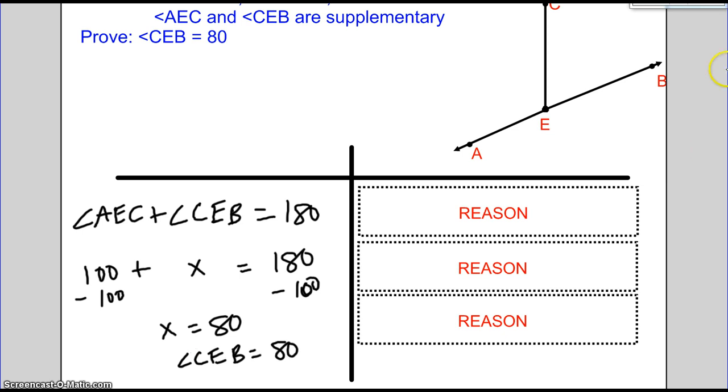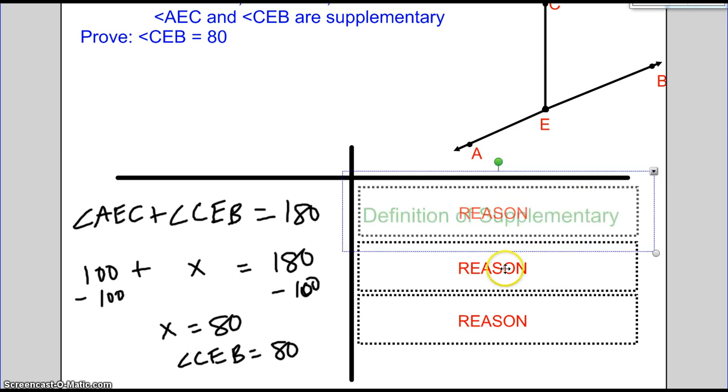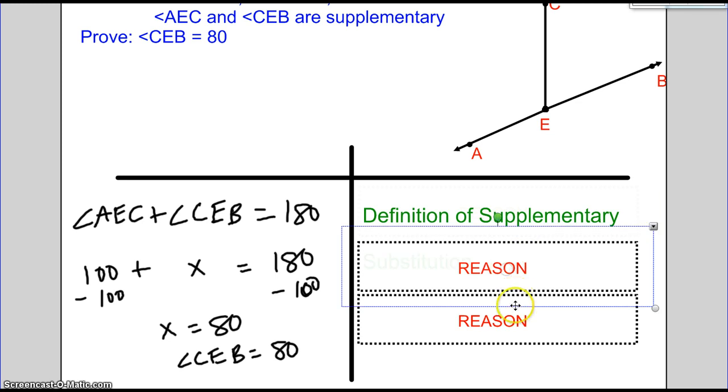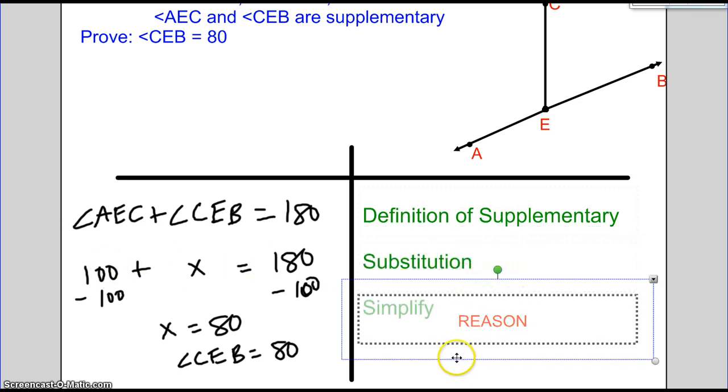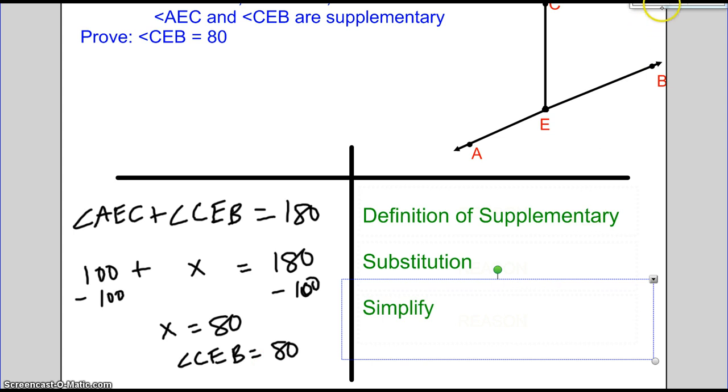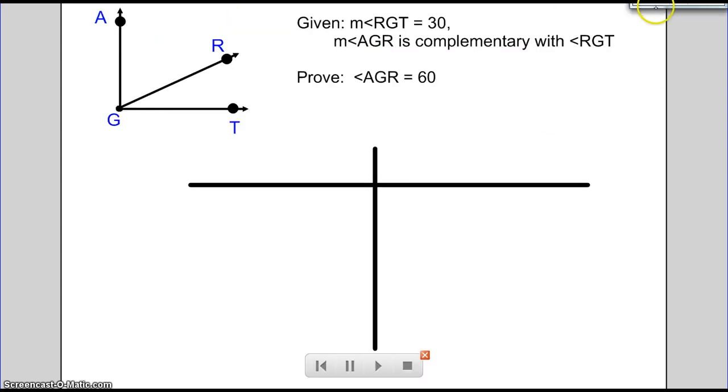Now why did I do that? Because I did the definition of supplementary, I substituted these numbers in, and then I simplified. Okay. Let's skip that one, and we're done.